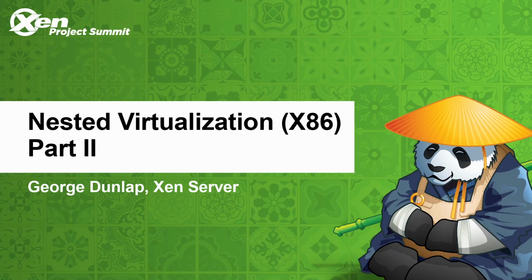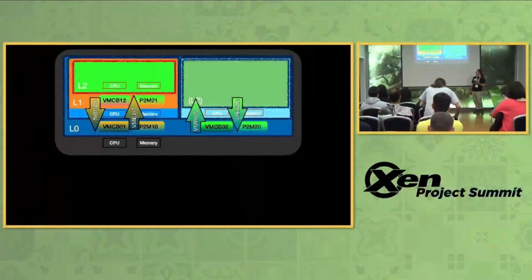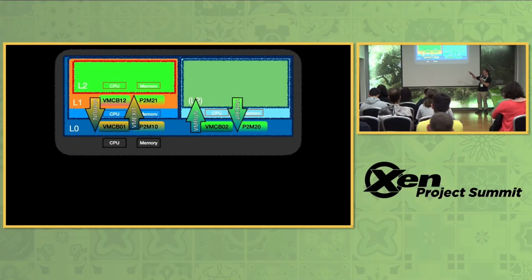Okay, welcome back to part 2. So we'll begin with a brief review. We've got our L0 hypervisor, our L1 running on top of our hypervisor running on L0. We've got our L2 running on our L1.